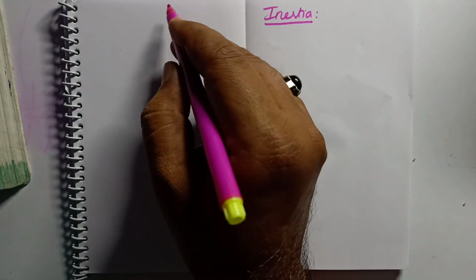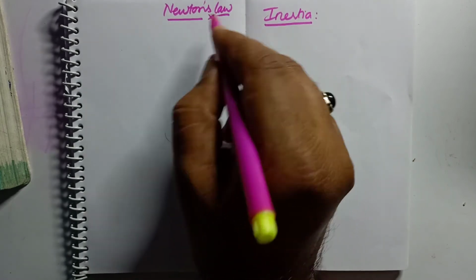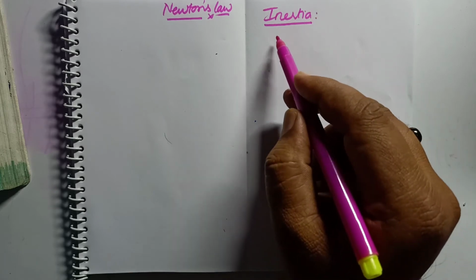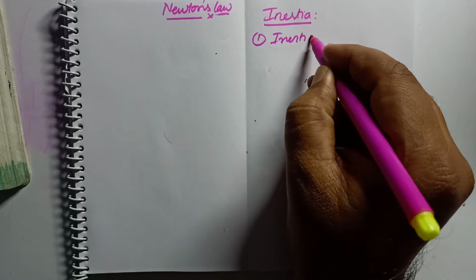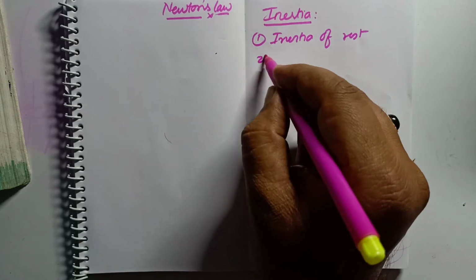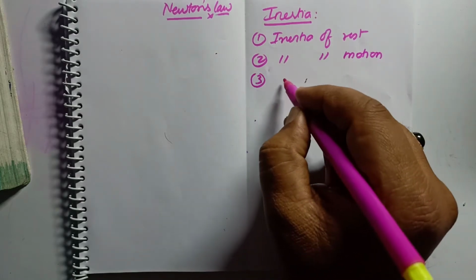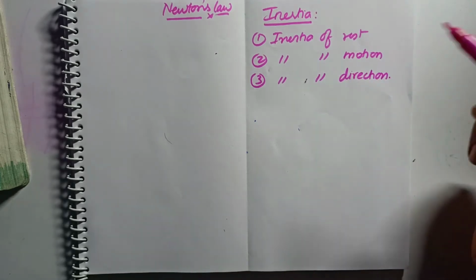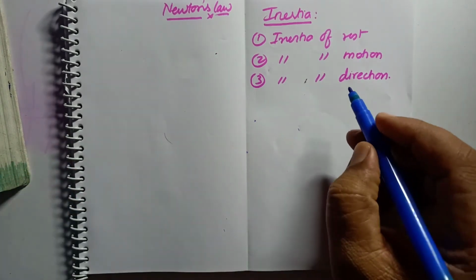So today we are going to discuss a topic called Newton's laws of motion. What do you mean by Newton's laws? To understand Newton's laws, first we should take one small example, that is inertia. In inertia there are three types. One is inertia of rest, the second one is inertia of motion, and the third one is inertia of direction.